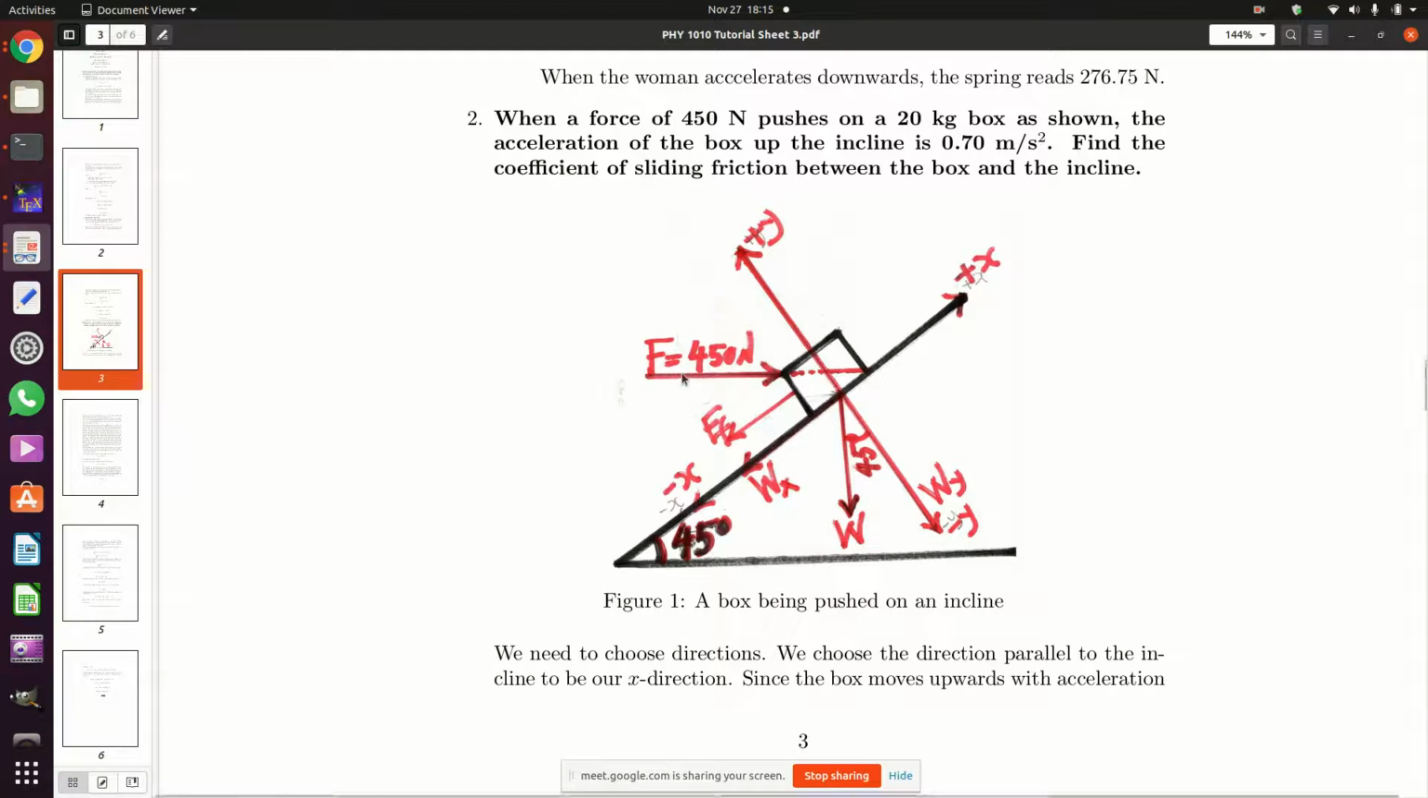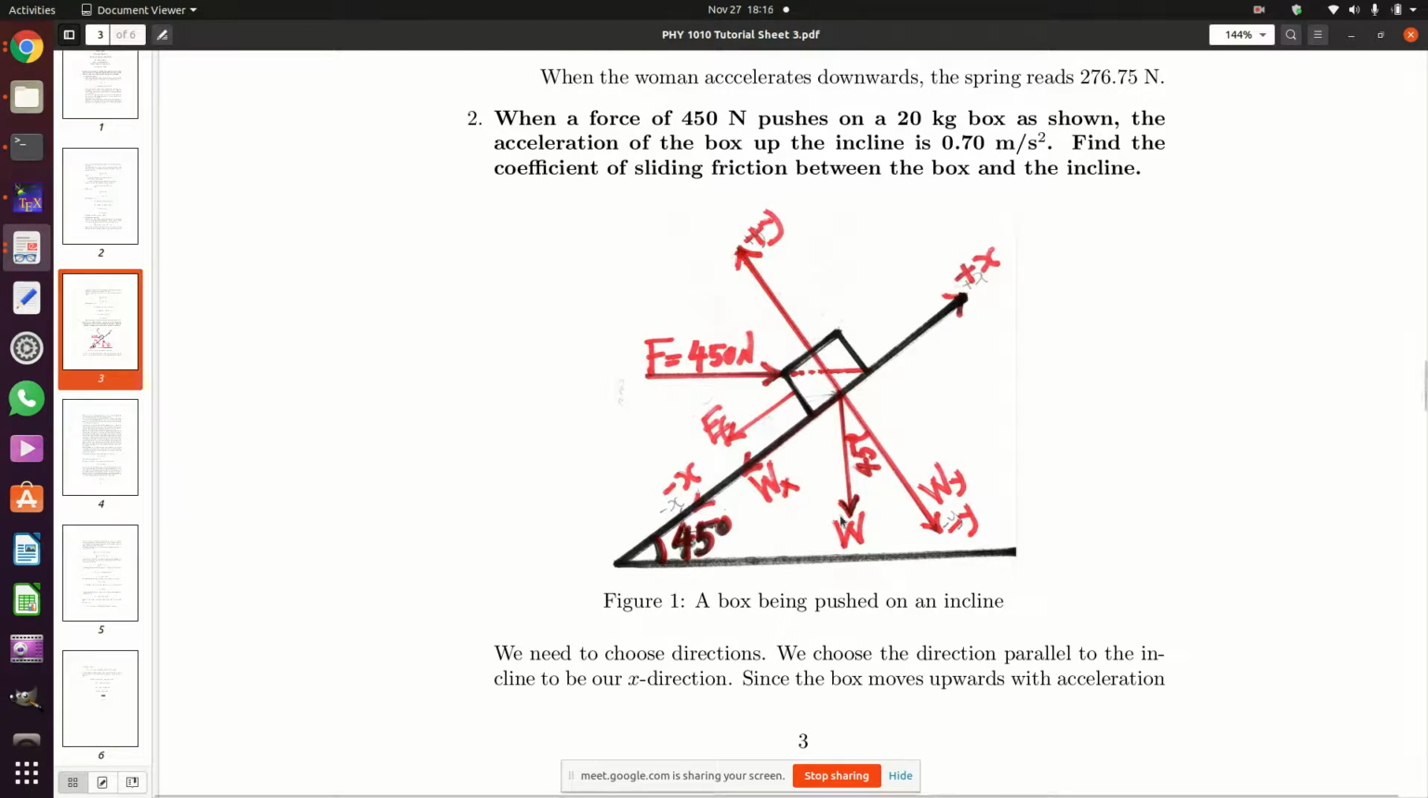If you shift this force to here, you see that it has an x component, which is positive. Then it also has a y component, which is negative. That's the first thing to notice.